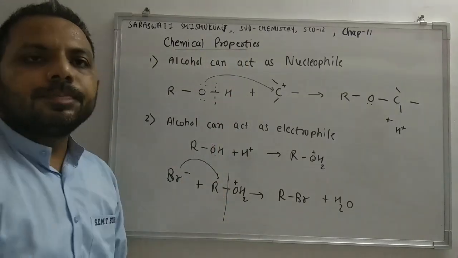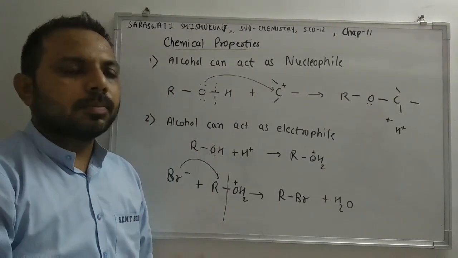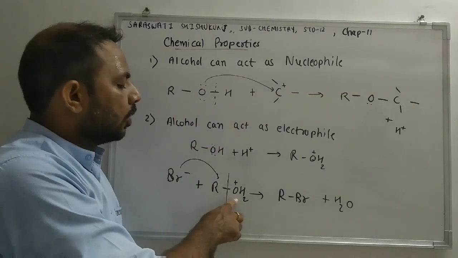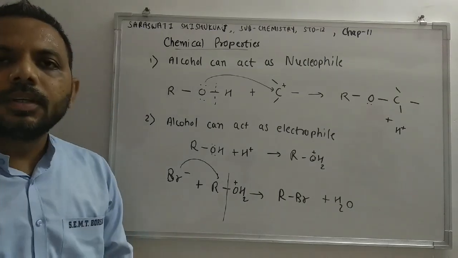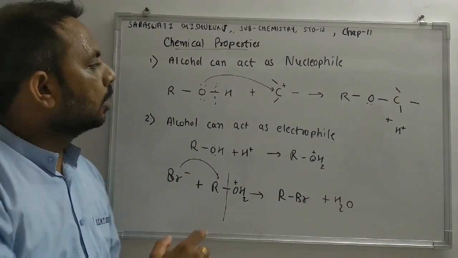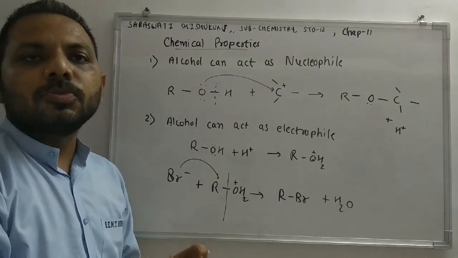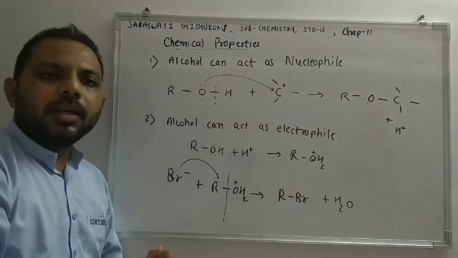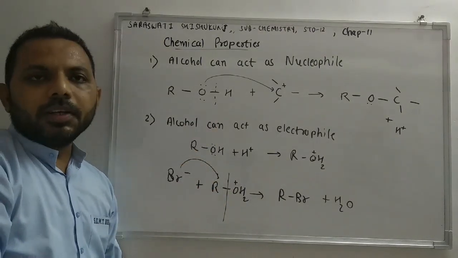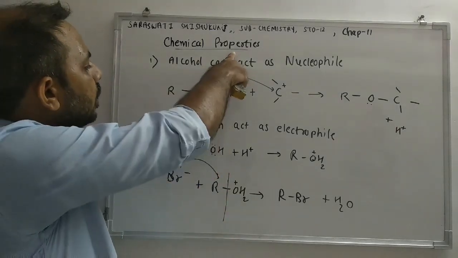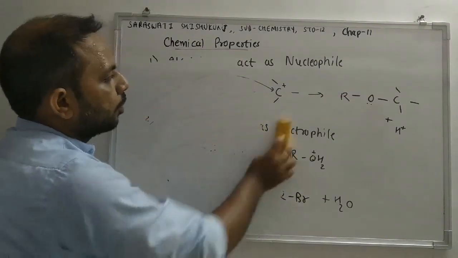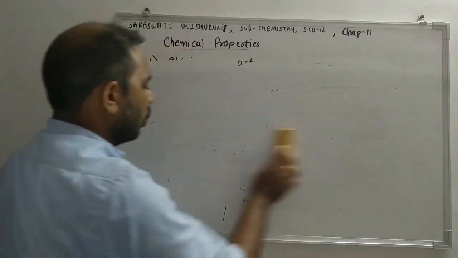So for chemical properties, there are two types of properties. In the first, the bond between oxygen and hydrogen is broken. In the second, the bond between carbon and oxygen is broken. Again, I am repeating this: chemical properties of alcohol are of two types. The first is based on breaking of the oxygen-hydrogen bond, and the second is based on breaking of the carbon-oxygen bond. We'll discuss the first type today, the properties based on breaking of the OH bond.